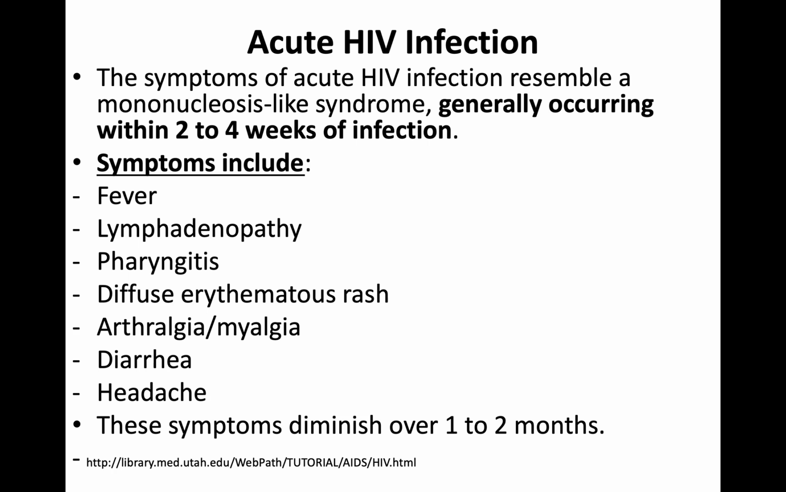It's like a mononucleosis-type syndrome that usually occurs within 2 to 4 weeks of acquiring the virus. The symptoms are fever, lymphadenopathy, swollen lymph glands, often in the neck, sore throat. It can be a diffuse rash, joint aches, muscle aches, diarrhea, headaches. These symptoms are going to last somewhere between 4 to 8 weeks, and then they're just going to go away, and people are going to feel just fine. So again, it can be a mild illness that's unconcerning to people, and then they start feeling better, and they are unaware that they've actually acquired the HIV virus.